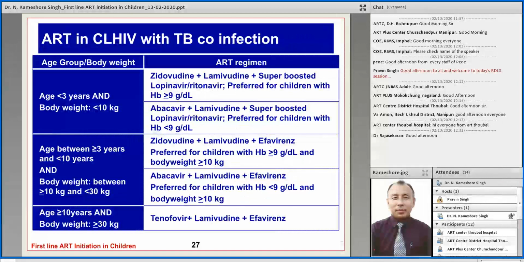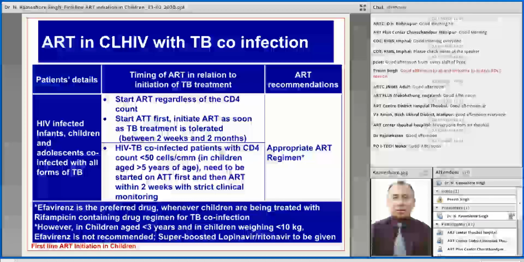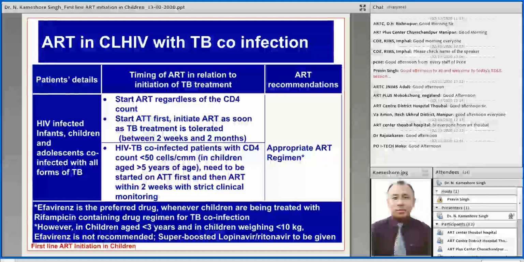ART in children living with HIV having tuberculosis co-infection, as it is important and common. HIV-infected infants, children and adolescents, if co-infected with tuberculosis, we have to start ART regardless of the CD4 count. This is the general advice, but we have to start anti-tubercular drugs first and initiate ART after treatment of tuberculosis is tolerated, between 2 weeks to 2 months.